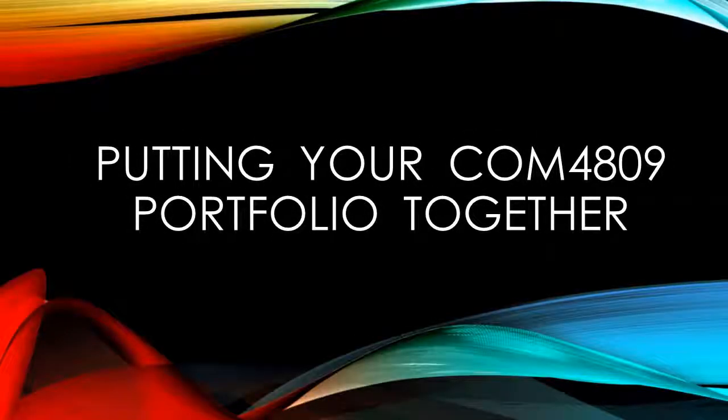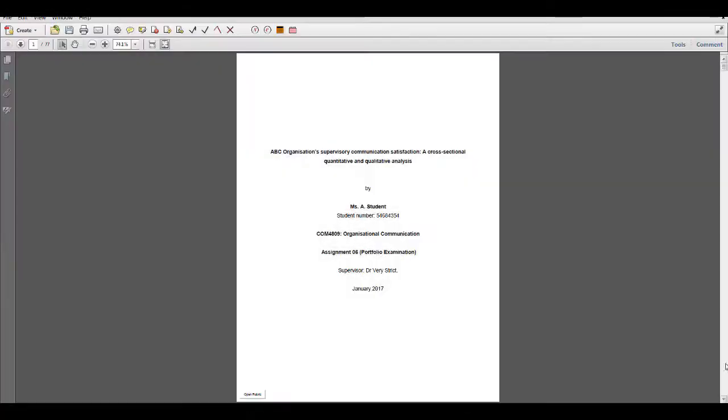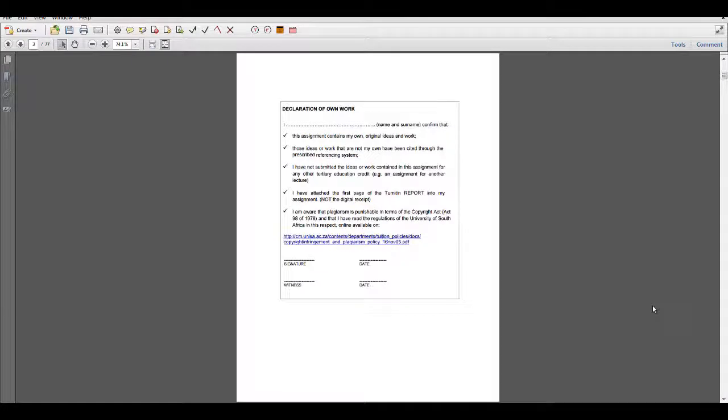Let's look at what the portfolio for this module would look like. As you can see, the portfolio starts with the title page, whereon your topic, your student number, etc. is given. This is followed by your declaration of own work submitted. After your declaration, you have your table of contents.